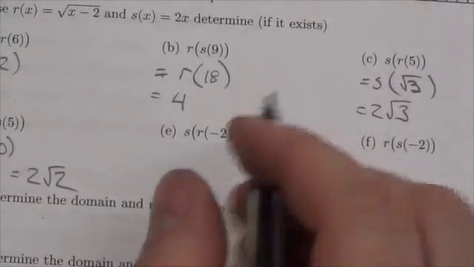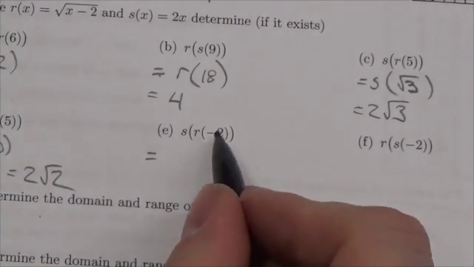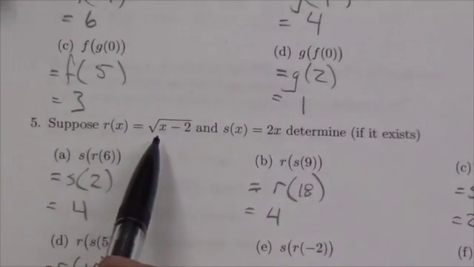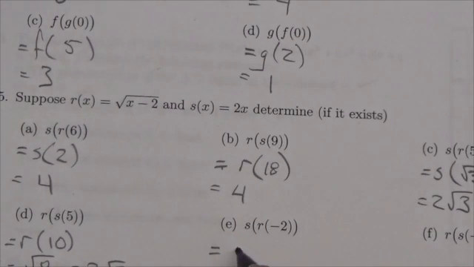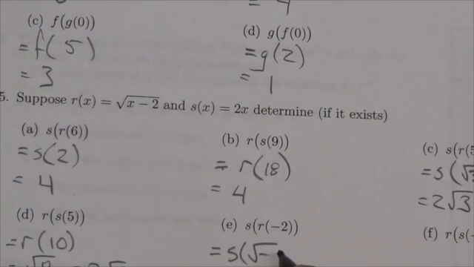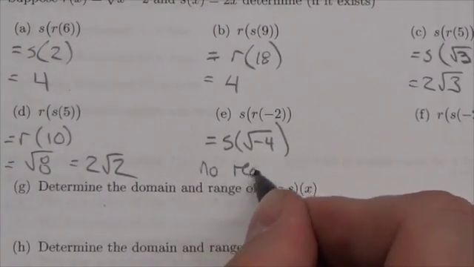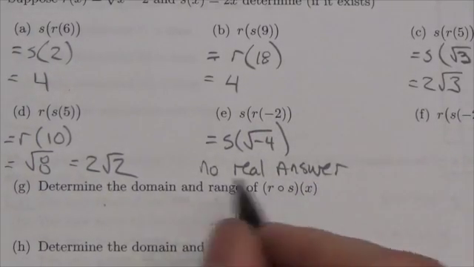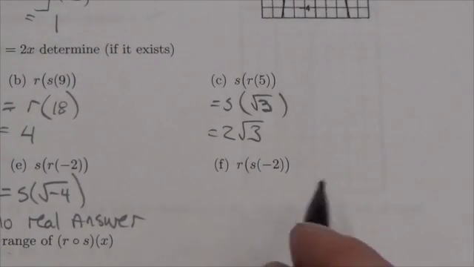Over here, we do this with a different function, s of r of negative 2. So I go to my r function first, and I plug in negative 2. You remember, r is going to be negative 2 minus 2. So it's going to become negative 4, and so it's the square root of negative 4. Now, all of a sudden, I'm running into a problem, because I have the square root of negative 4 there. So there's no real answer to this. It's going to have to be an imaginary answer, and we're not dealing with that right now. Let's move on to the next one, though, and see if this makes a difference.